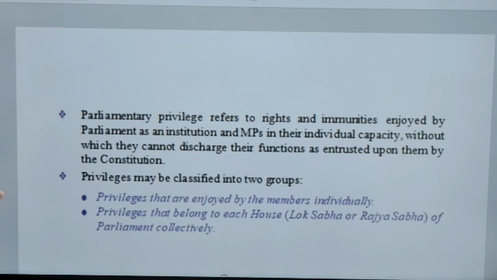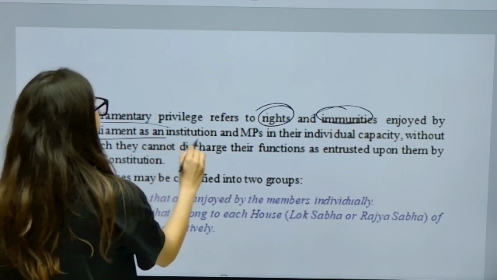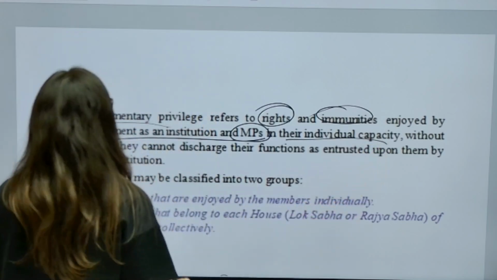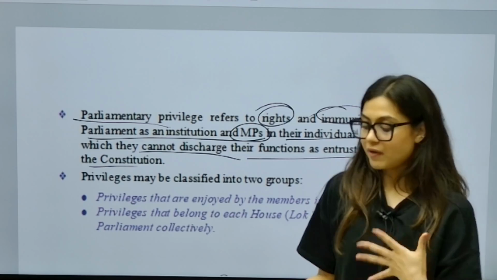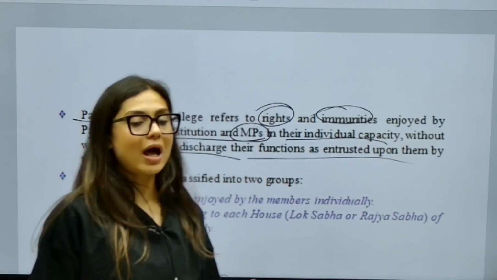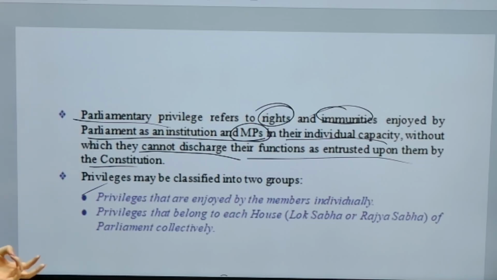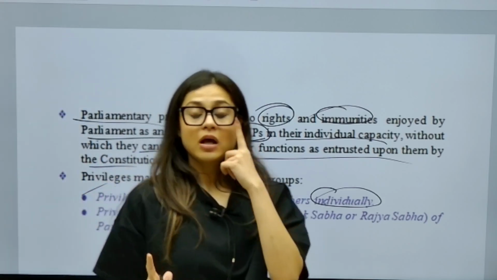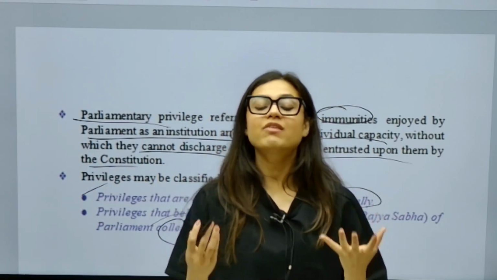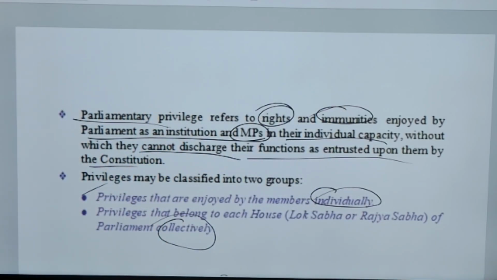Then comes parliamentary privileges. As members of parliament, you have some privileges. These are the rights and immunities enjoyed by Parliament and MPs in their individual capacity, without which they cannot discharge their functions. If I am an MP, I enjoy certain privileges, and they are classified into two groups: enjoyed by members individually, and collectively. Like the class monitor has individual power and the entire class has a separate privilege. So it is divided into two parts.